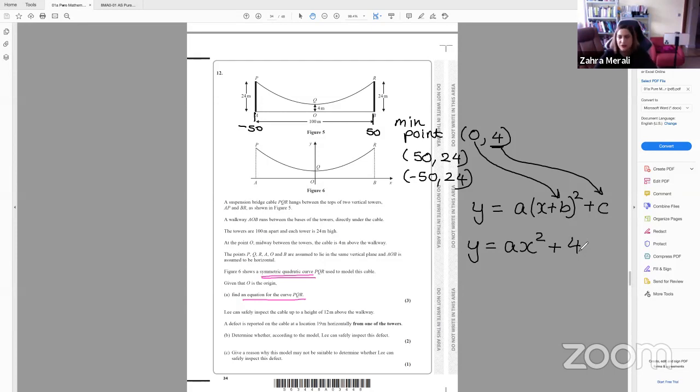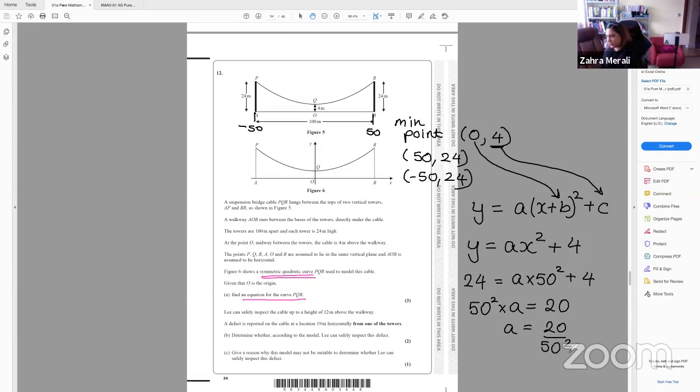And we could use either of those 2 points. So say I use the 50. My y coordinate is 24. Let's do that again. 24 equals a times 50 squared plus 4. So I'm going to get 50 squared times a equals 20. So a is going to be 20 over 50 squared.